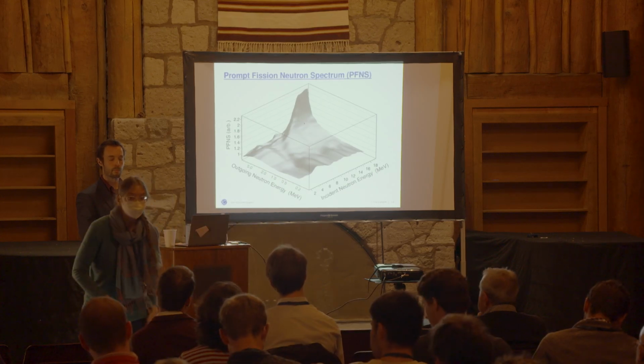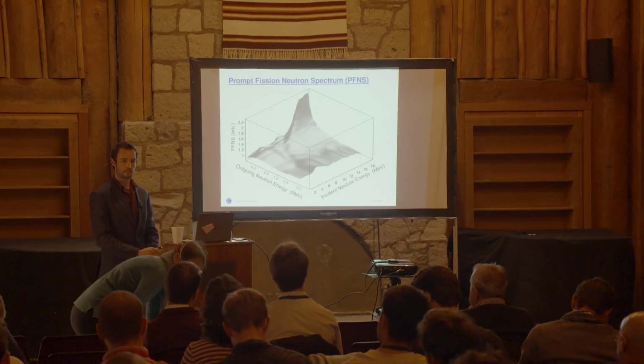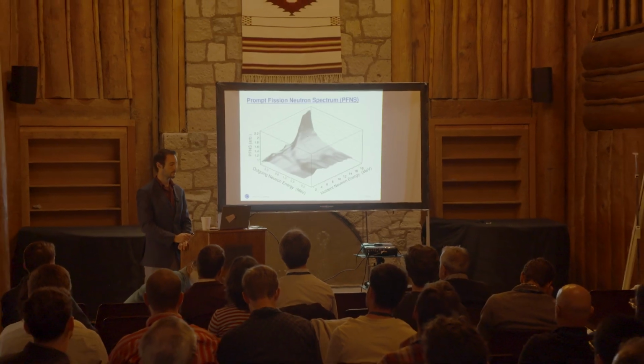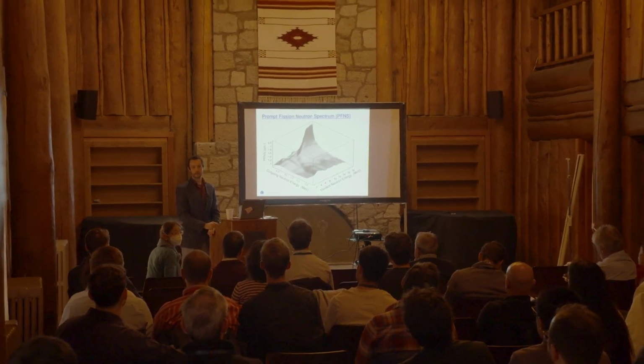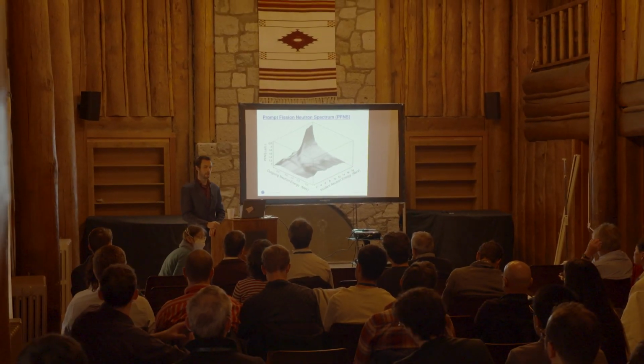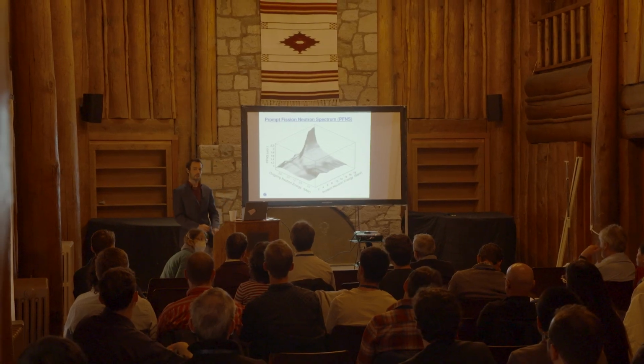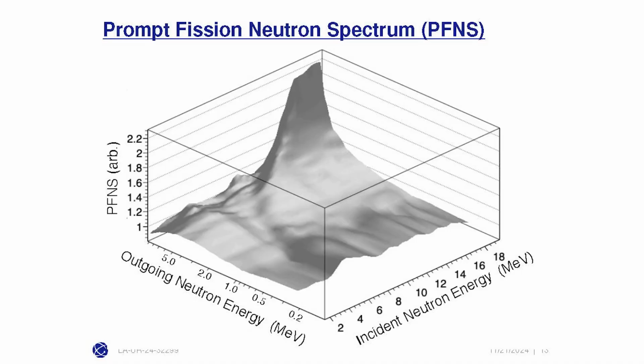I'm a bit confused about what the PFNS axis really means there. It's relative probability. The PFNS, the prompt fission neutron spectrum, is a shape. So what does it mean to have 1.8? That means 1.8 relative to 1. That's the ratio of the neutron emission energy that you would expect for those two energies. It's a probability distribution.